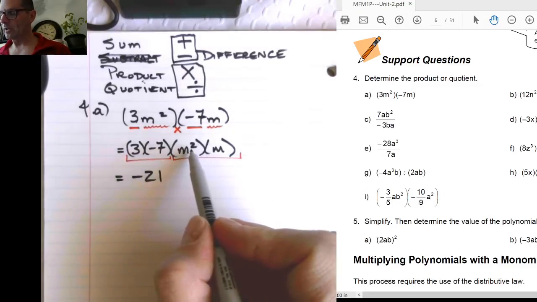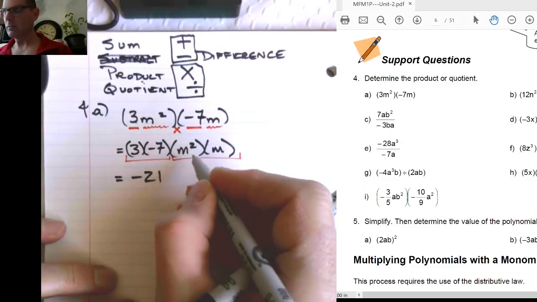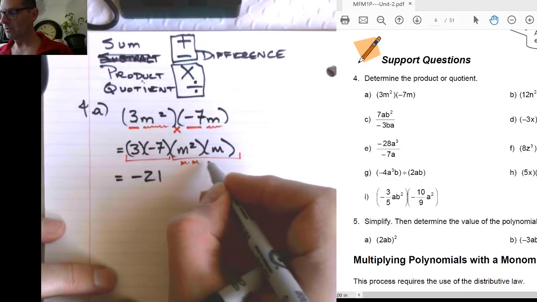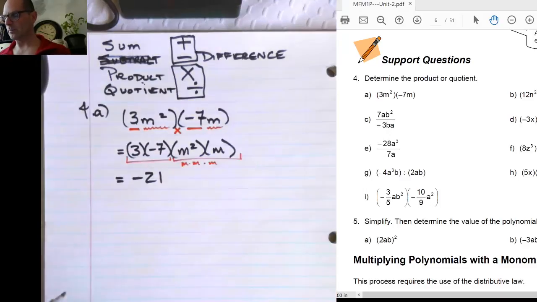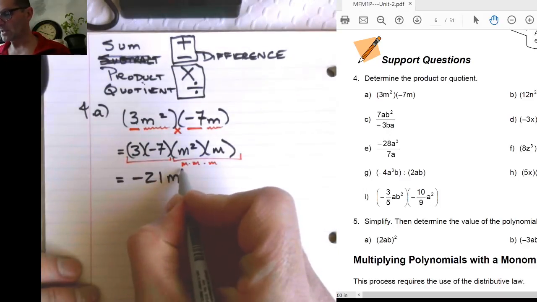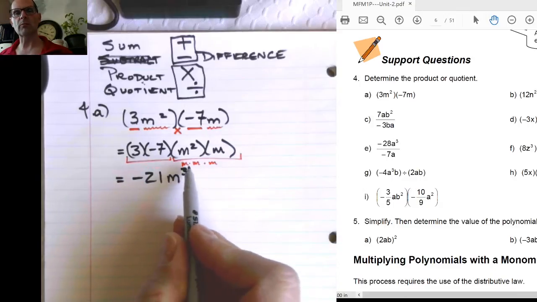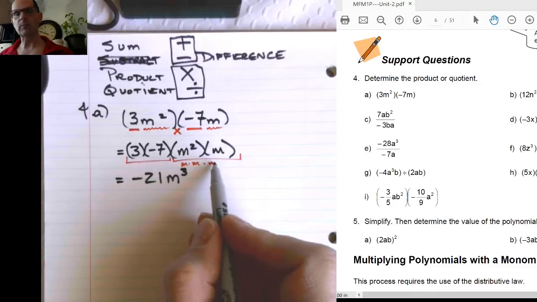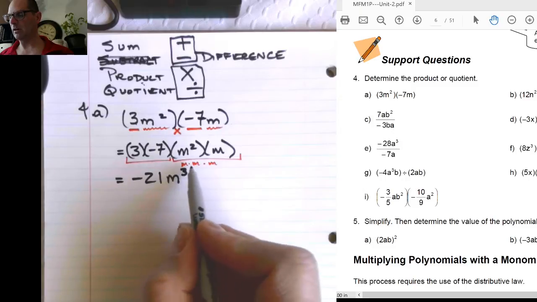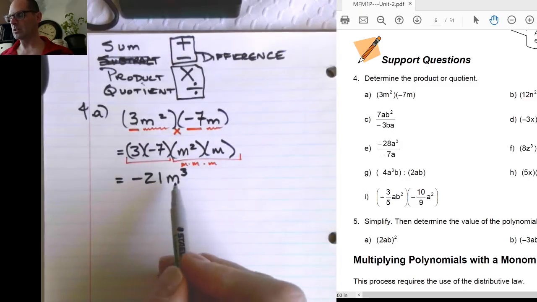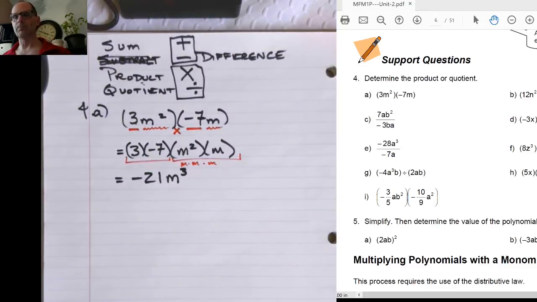And here we have m squared times m. So we have 2 m's multiplying here, and then we multiply by yet another m. And so what we have are 3 m's multiplying together. So this becomes m cubed. That's really what the exponent means up on top here. The power just represents how many of the same letter there are multiplying each other. It's a shorthand way of representing 3 multiplications of the same value. So it's negative 21 m cubed.